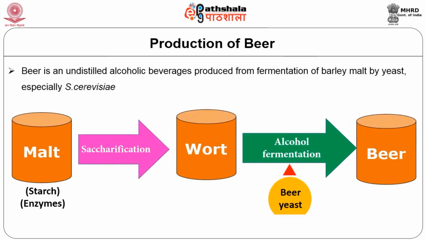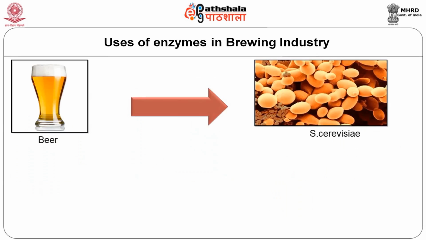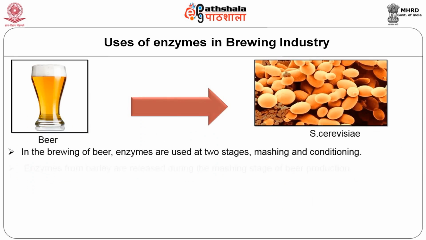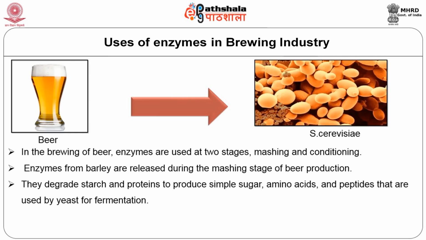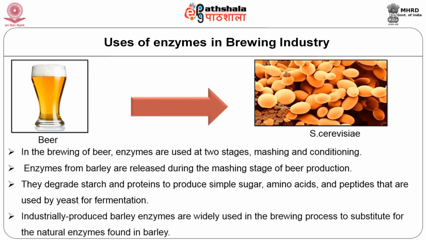Beer is an undistilled alcoholic beverage produced from fermentation of barley malt by yeast, especially Saccharomyces cerevisiae. In the brewing of beer, enzymes are used at two stages, mashing and conditioning. Enzymes from barley are released during the mashing stage of beer production. They degrade starch and proteins to produce simple sugars, amino acids and peptides that are used by yeast for fermentation. Industrially produced enzymes are widely used in the brewing process to substitute for the natural enzymes found in barley.